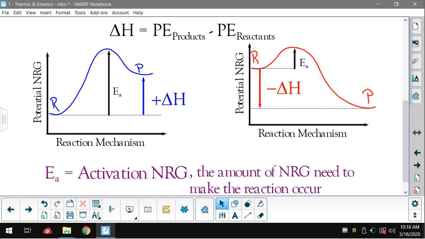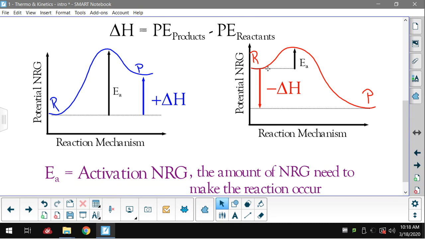This is the potential energy diagram for an exothermic reaction. Exothermic reactions have a negative delta H. The potential energy of the products is less than the reactants, so it's going to be negative. So if you take a number here, say 5, and this is 8, 5 minus 8 is going to be negative 3. So exothermic reactions are negative, whereas endothermic reactions are positive delta H's. Again, the activation energy is the amount of energy needed to start the reaction.